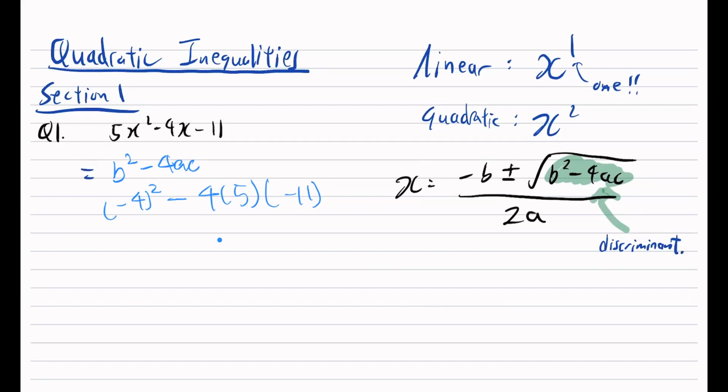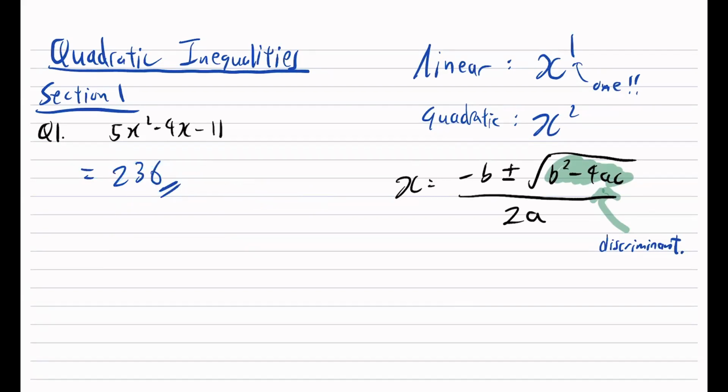Yes. So negative 4 squared minus 4 times 5 times negative 11. What's the answer? Calculator. Yeah, okay, I'll calculate it for you. 236. Okay, nice. Okay, good. Then let's move on to the next one.